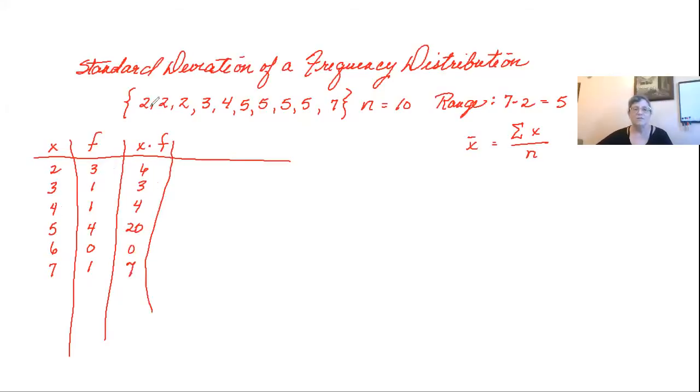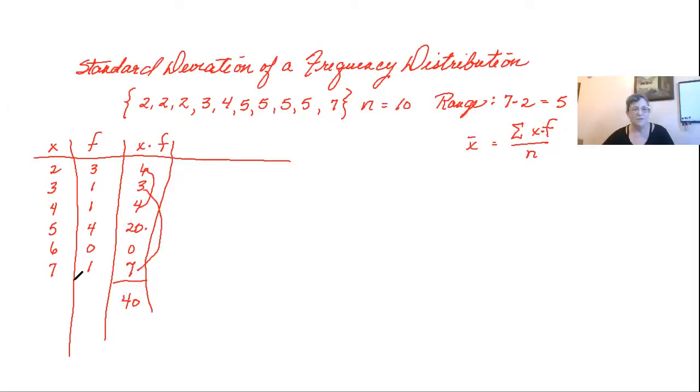This will add up to the same thing that I would have if I added all of these up. So 2 plus 2 plus 2 is 6, plus 3, plus 4, plus 5, plus 5, plus 5, plus 5 is 20. See why these are the same. The sum of the x times f's for a frequency table is the same thing as the sum of the individual x's. So this adds up to 40.